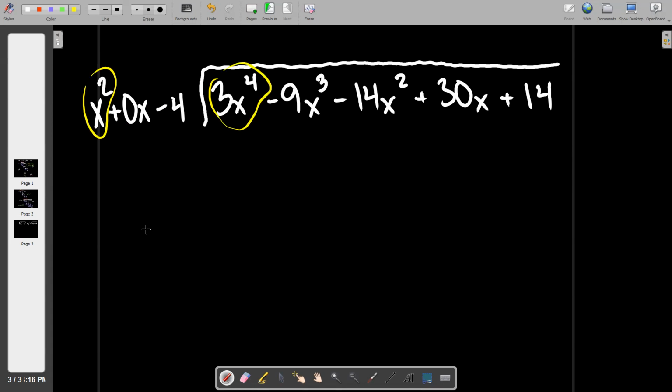How do you turn yellow into yellow? You multiply it by 3x squared. And then we're going to multiply through, distributing, changing the signs as we go. So what's my first answer going to be? Good job. Negative 3x to the 4th. How about my second one?